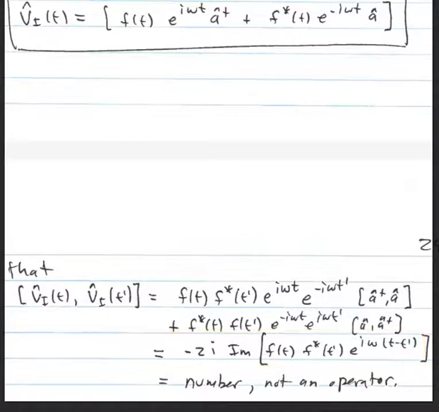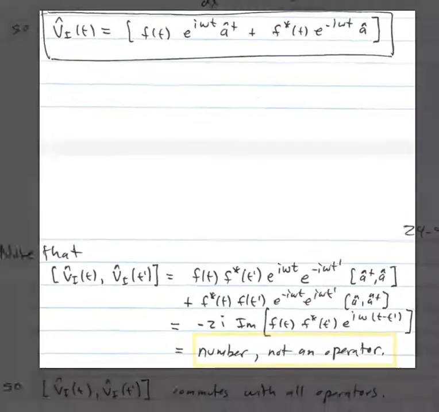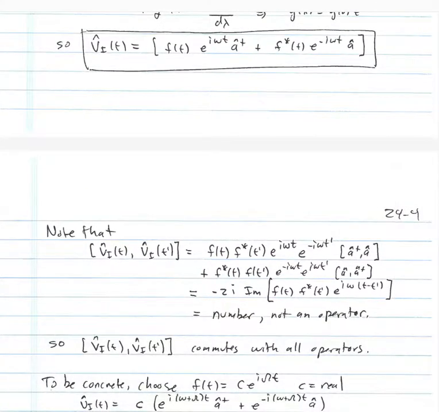The important thing to note is not necessarily the exact value of this expression, although we might need that in the future as we continue with the calculation. What's important to note is that that is a number, not an operator. The conclusion we reach from this is that the commutator of V_I(t) with V_I(t') is an object that commutes with all operators because it's a number, not an operator. That is a huge simplification.